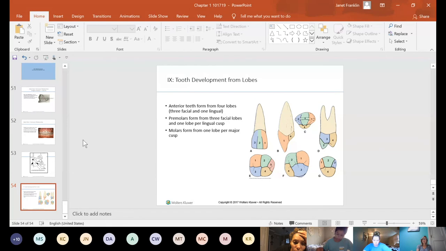The questions on the quiz will not be that complicated. It would possibly be about an anterior tooth. And know that the anterior teeth form from four lobes, three on the facial, one on the lingual. The lingual one is the cingulum.